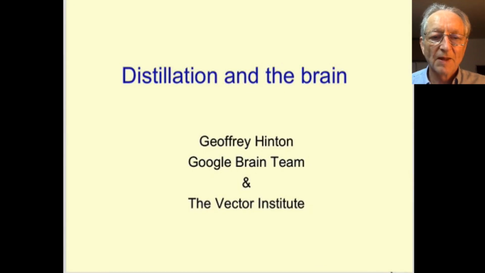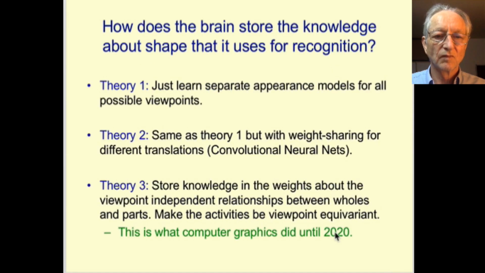Hi, my talk today is going to be about an idea about how a process called distillation might be used in the brain. I'm going to focus on the issue of how the brain stores knowledge about shape, and I'll consider three theories.